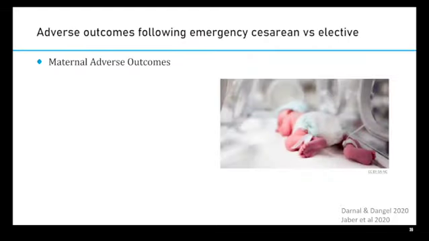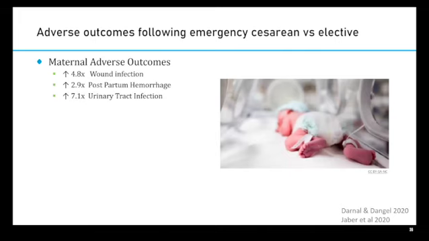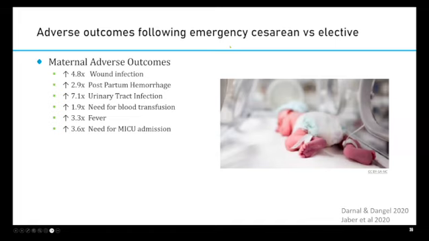And this kind of difficulty is associated with adverse outcomes, meaning there's a 4.8 times incidence of wound infection. There is a 2.9% incidence of postpartum hemorrhage. There is a 7% incidence of urinary tract infection, a 2 times need for blood transfusion, 3 times incidence of fever, and let's call it 3.6 times need for maternal intensive care unit admission, all because of the decision to do an emergency cesarean section.